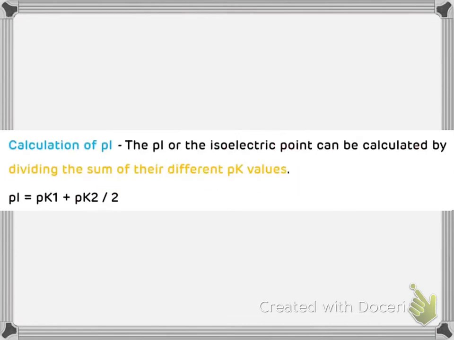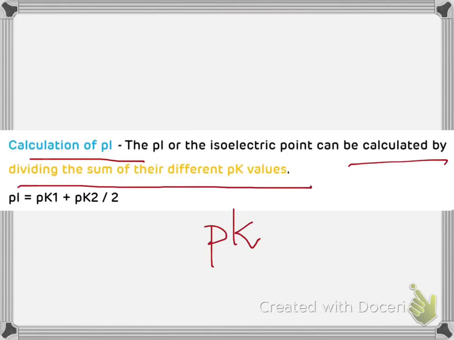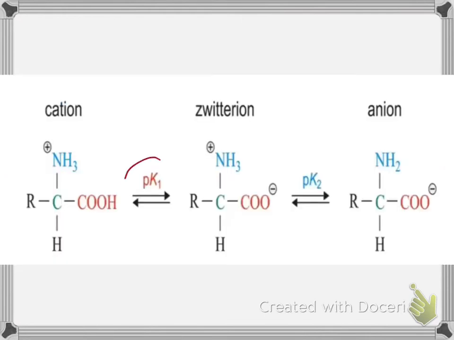Now let us calculate the isoelectric point, or Pi. For the calculation of the isoelectric point, you want two different pK values, dissociation constant values. So it is calculated by dividing the sum of the different pK values. That is, Pi equals (pK1 plus pK2) by 2. Here you can see two pK values, pK1 and pK2. We can use both these values to calculate the Pi.